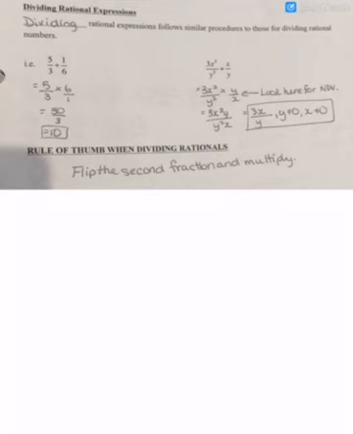Now dividing is very similar to multiplying. When you divide rational expressions, remember, you flip the second fraction and then multiply. So the rule of thumb is flip and then multiply. You already know how to multiply, so all you have to add in here is the flip. So again, if this was 1/6, you'd flip it into 6/1 and then multiply things together.